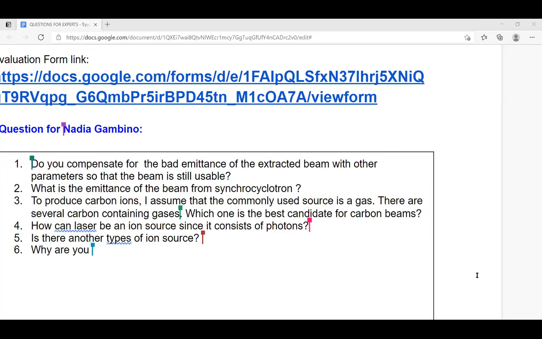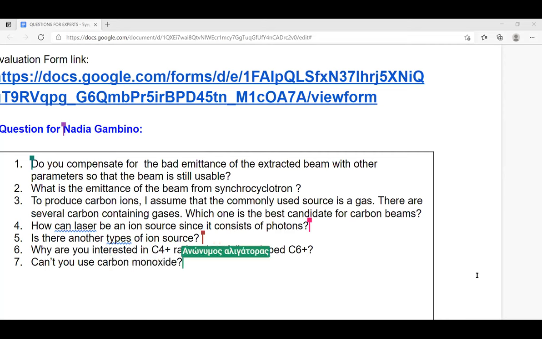How can a laser be an ion source since it consists of photons? Well, basically you send your laser onto a certain target. The target can be a gas, or it can be a solid material. It will create ablation. First of all, you will remove certain material, so the photons will transfer some energy to the few free electrons that you have in the material, and they will start to evaporate. After this first phase, you might create the condition for a plasma. And again, this plasma will be formed by a mixture of ions and electrons. So this is how it can happen, by a laser ablation process, for example.